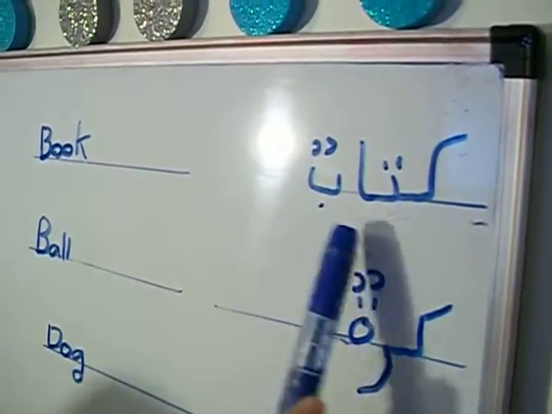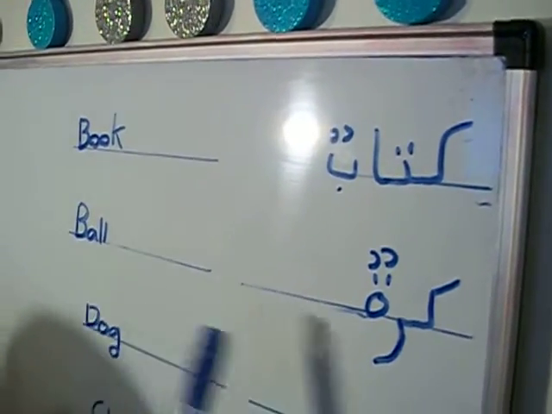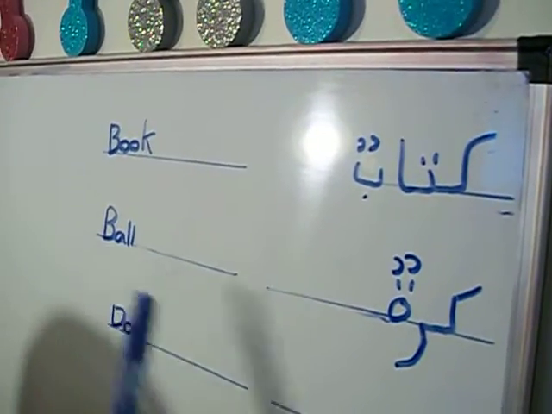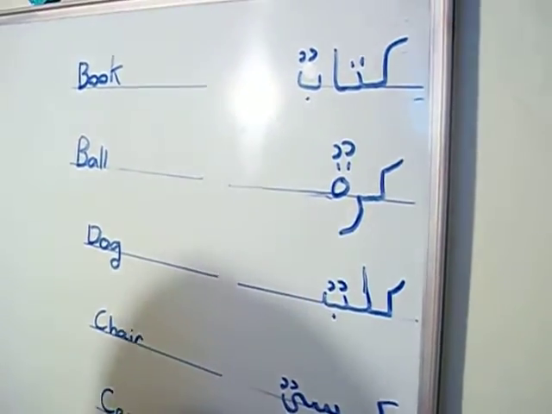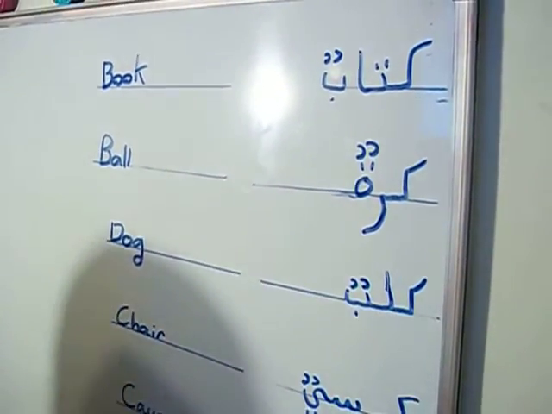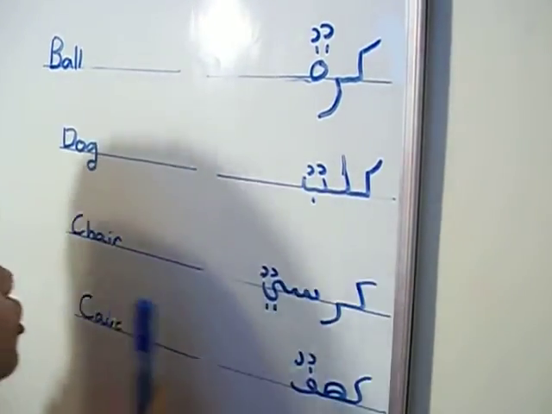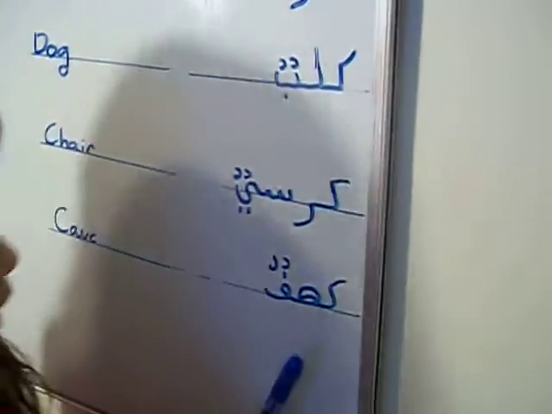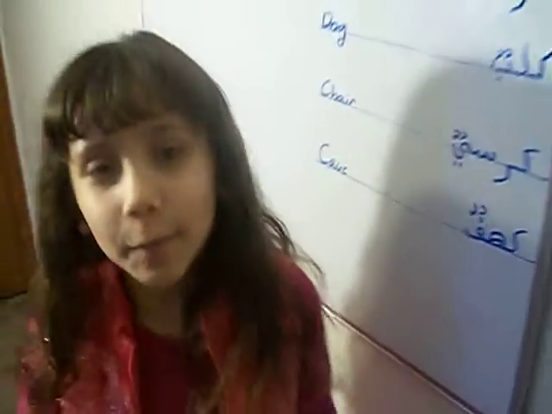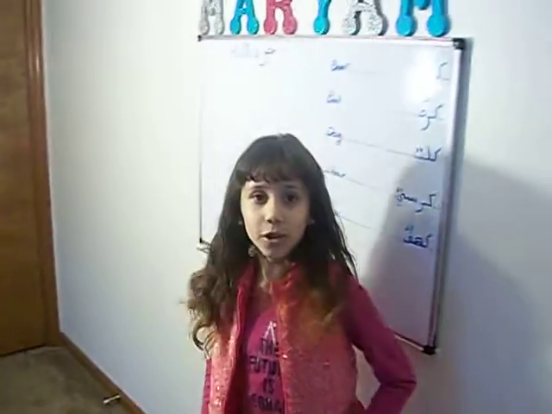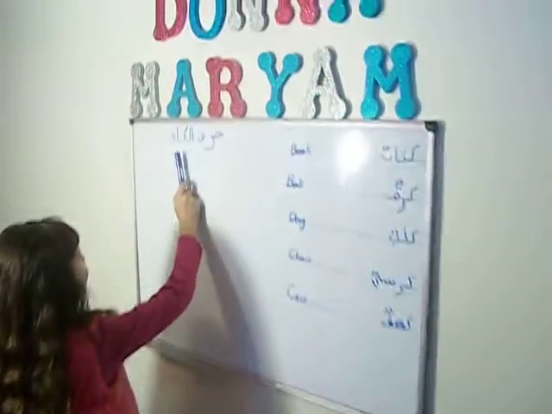Kitabun book. Kuratun ball. Kelbun dog. Kursiyun chair. Kahfun cave. So everybody, since we wrote down some words that start with the 22nd letter of the Arabic alphabet, حروف الكاف.